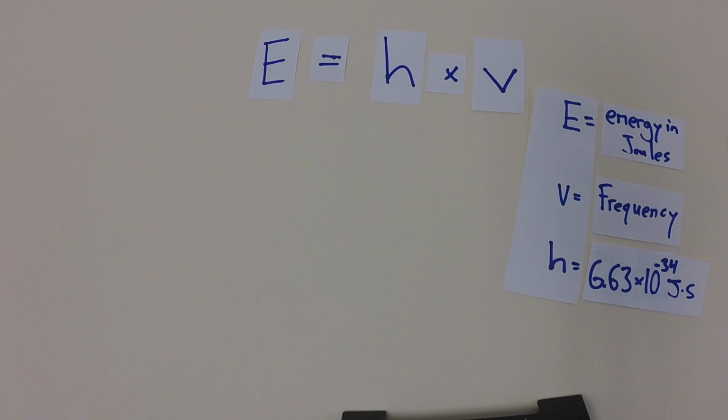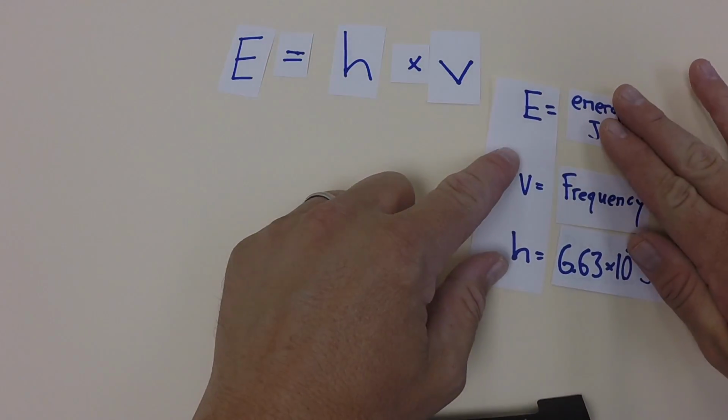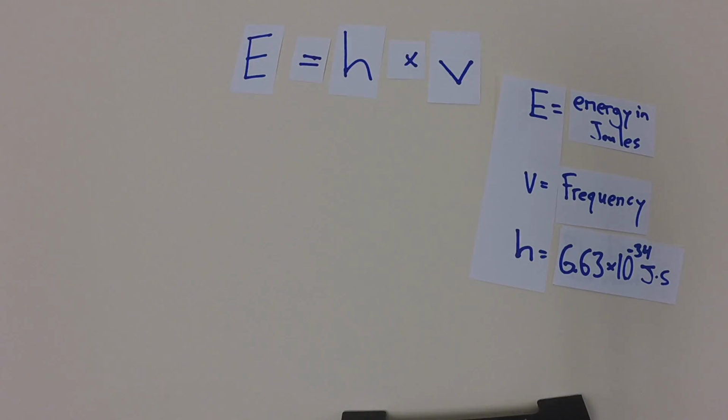And I'll try to emphasize in a moment how we use those units to cancel out and to determine our final units for the answer of the problem. So E, energy, equals Planck's constant times frequency. Now let's look at an example.